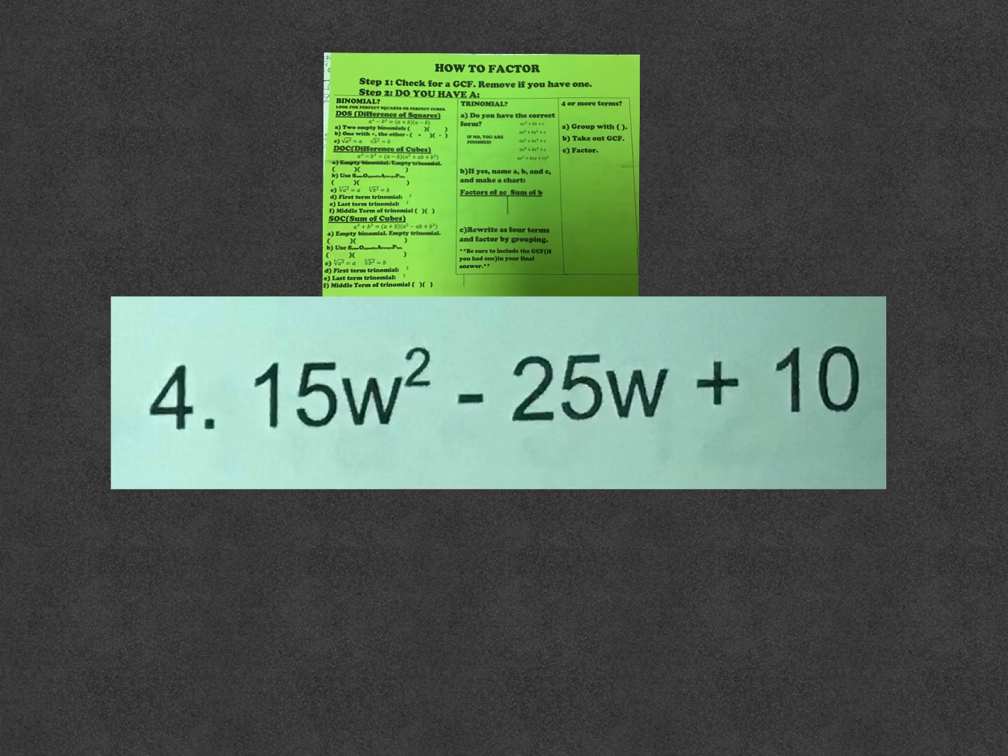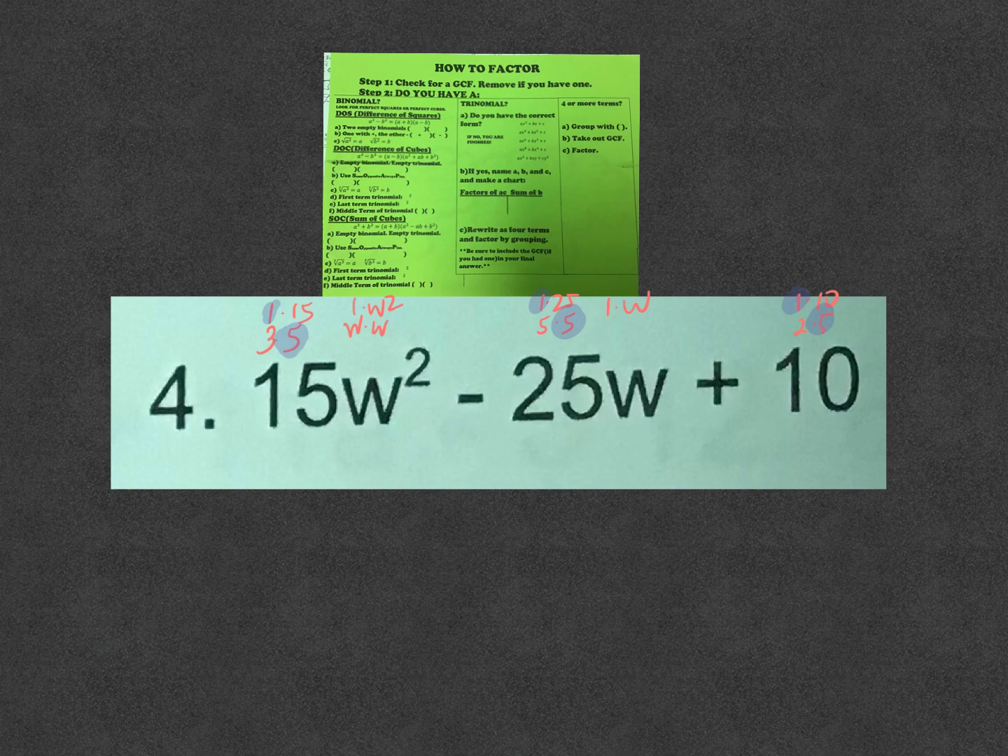15w squared minus 25w plus 10. So the first thing that you're going to do is check for greatest common factor. I will quickly do what I was doing on those other slides. I'm going to write out these factors. 1 times 15, 3 times 5, 1 times w squared, w times w. 25w is 1 times 25, 5 times 5, and 1 times w, and then 10 is 1 times 10, 2 times 5. So do they have a common factor? They all three have 1, and they also all three have 5.